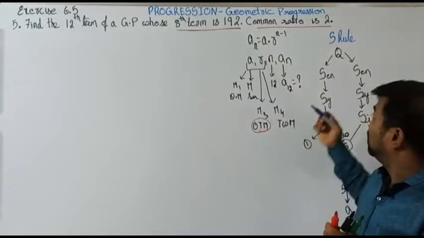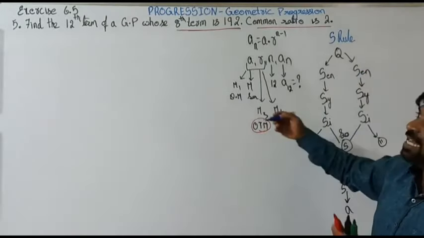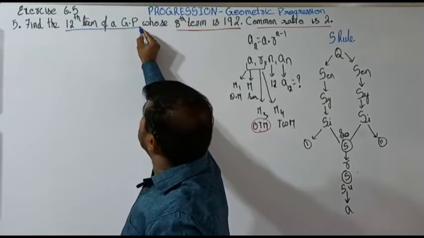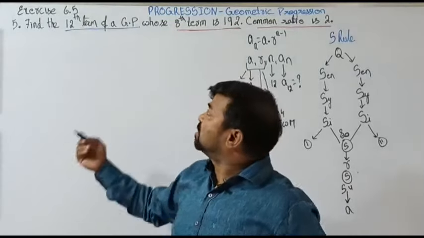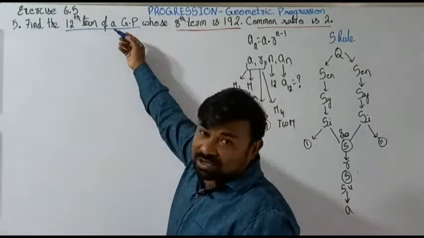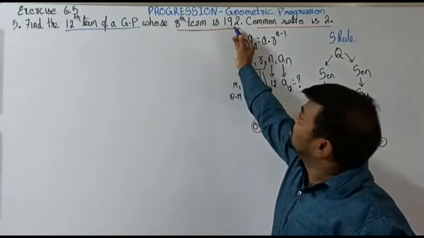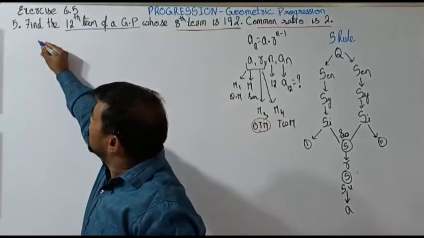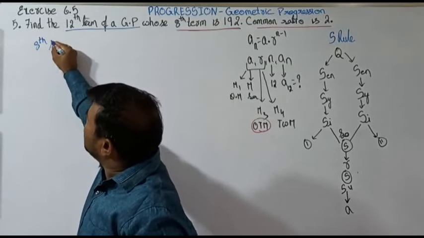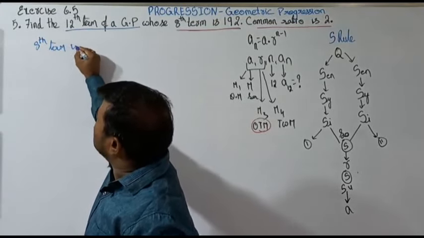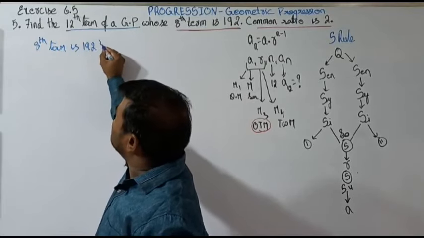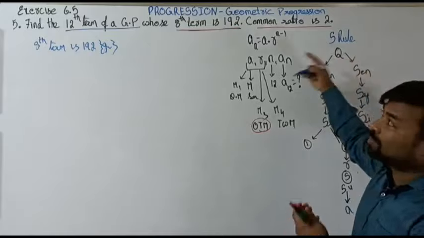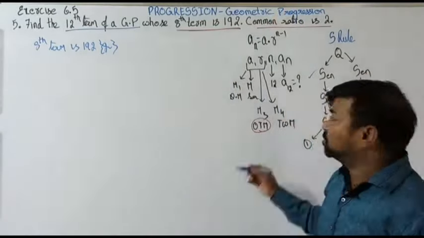Now what I said, from the question we need sentences. Let's pick the sentences. The 12th term of the GP is what he is asking us to find. The 8th term is 192. That is the sentence I have picked from the question.